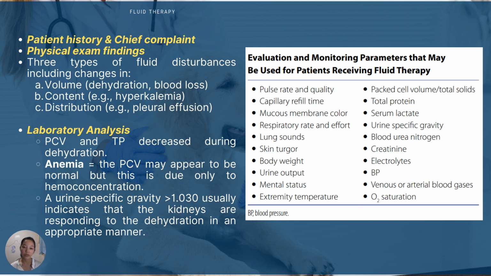Next, we have also to check for the serum lactate and the urine specific gravity. A urine specific gravity greater than 1.030 usually indicates that the kidneys are responding to the dehydration in an appropriate manner. So if it increases more than that, then there is a problem. We also have to check for the BUN, creatinine, electrolytes, blood pressure, venous or arterial blood gases, and oxygen saturation.